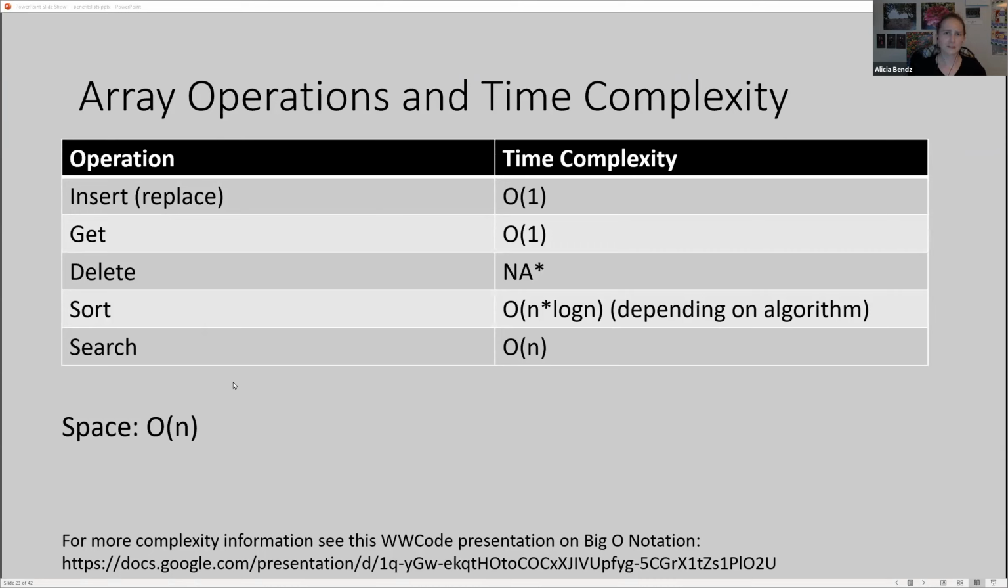And space is O of n. This is pretty boring. It's going to become a little bit more interesting when we talk about lists. Just keep in mind that whatever the size of the data type times the number of pieces of data, that's how much memory it is.